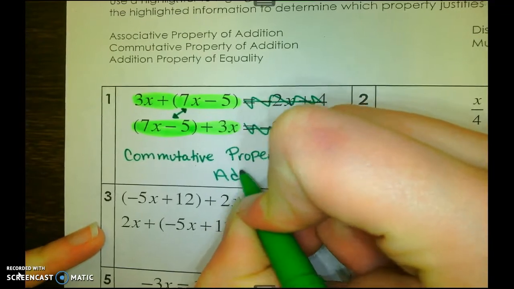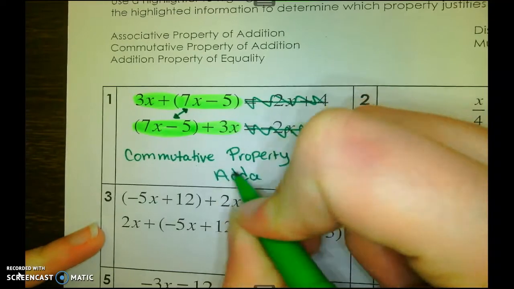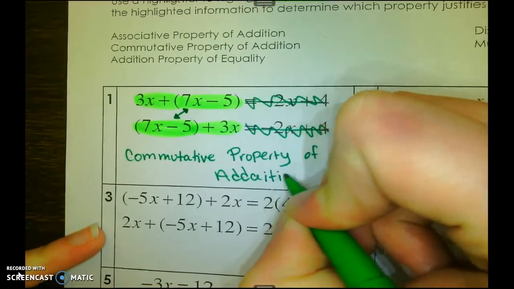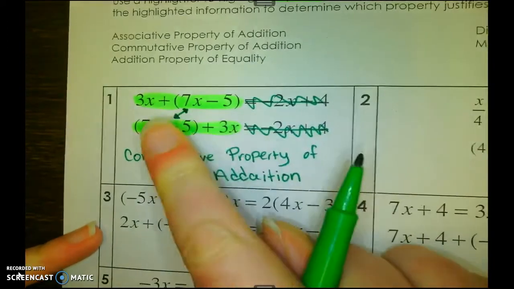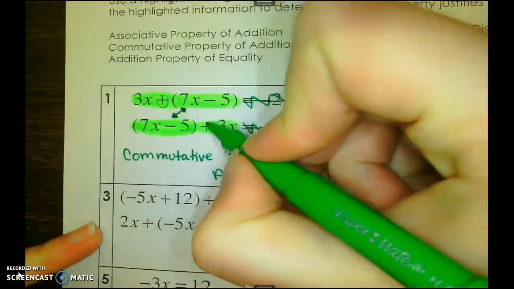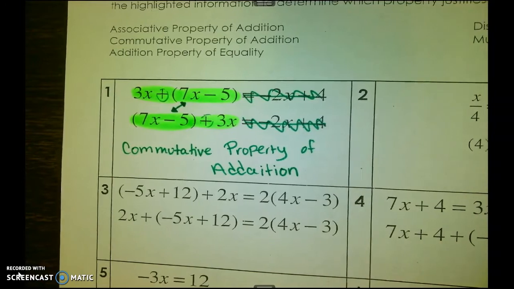Again, super important that you have all of this written down. Commutative property means that they switched. Addition means that when they switched, they were adding together. We could have had multiplication where these guys would have been multiplying together, but they are adding. Okay? They're adding together. So that's the commutative property of addition.